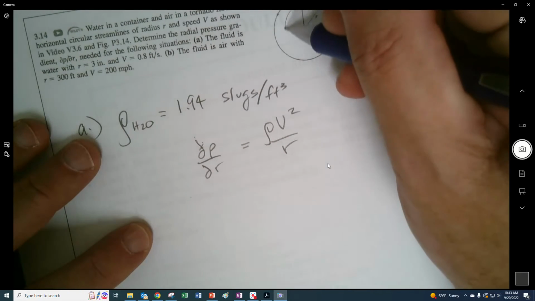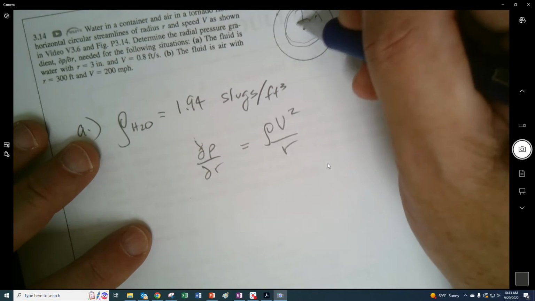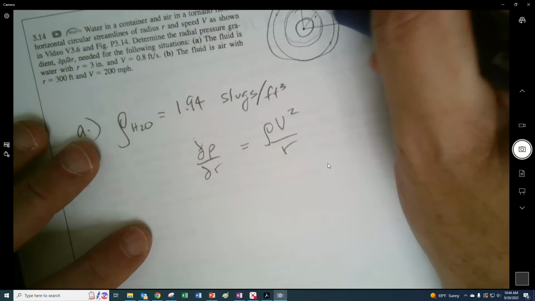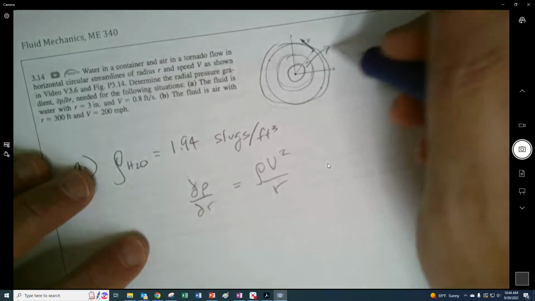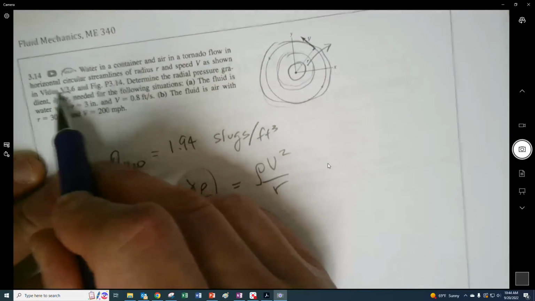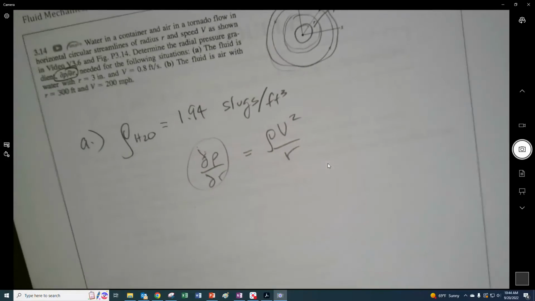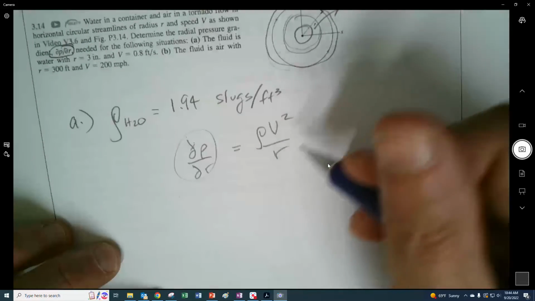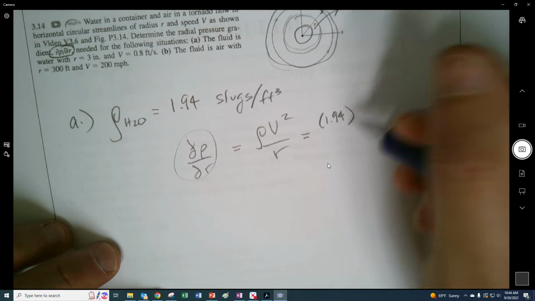And so we're at this spot right here, but we're trying to find, if we had concentric rings of streamlines right here, how the pressure is varying with the radius. So that's what we mean by trying to find that del P del R. And then they're showing it as a del P del R, so that's fine with us, right? So really what we're having is 1.94.